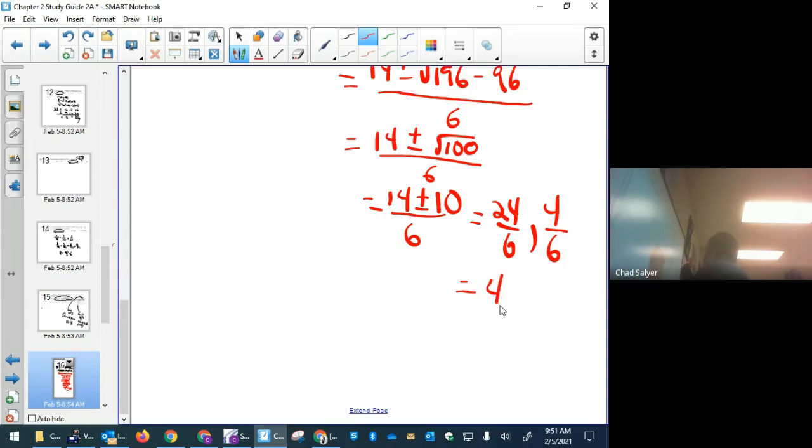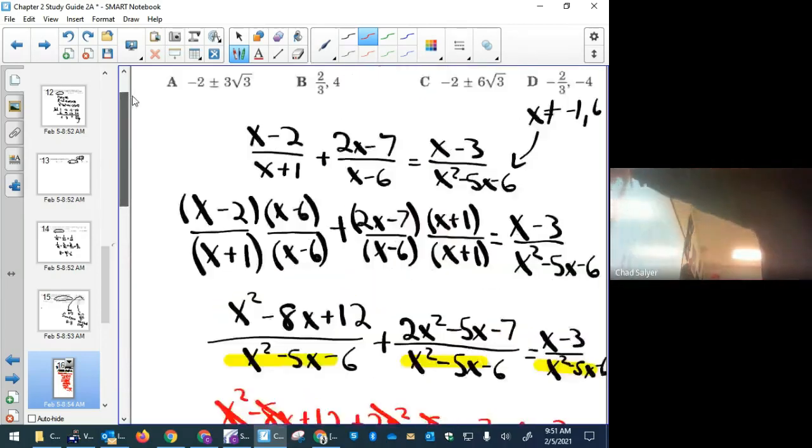24 over 6 is 4. 4 over 6 reduces to 2/3. So 4 and then 2/3 is our answers.